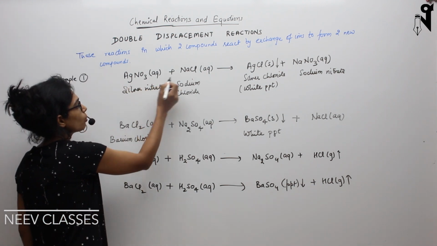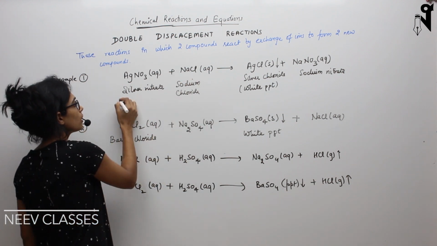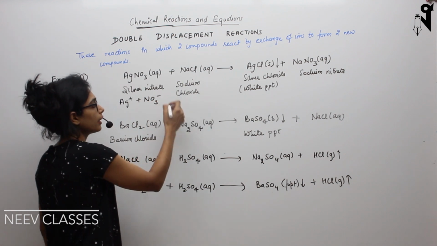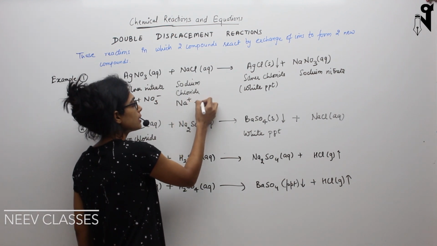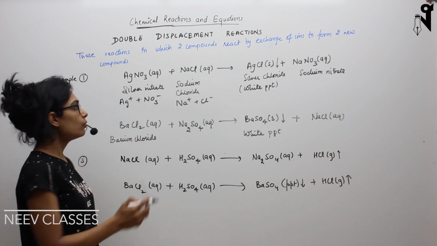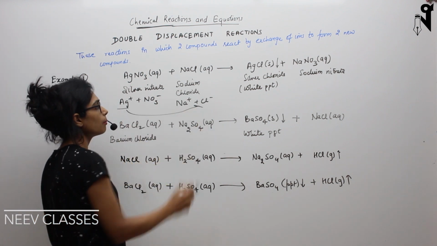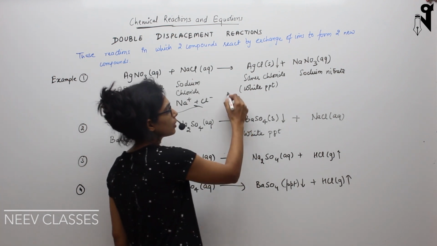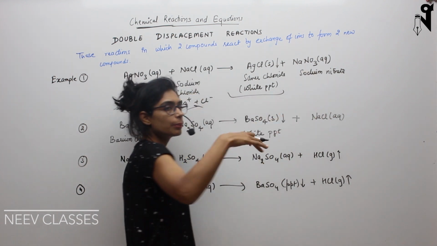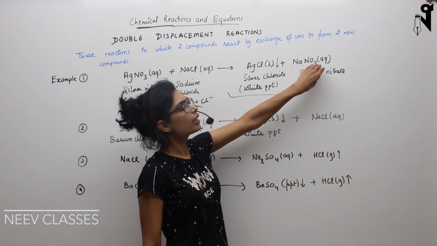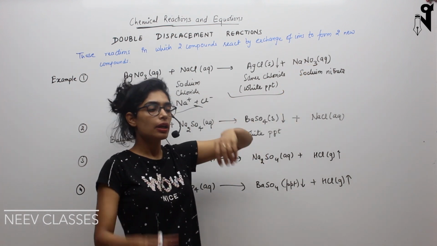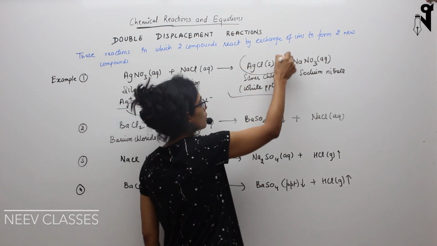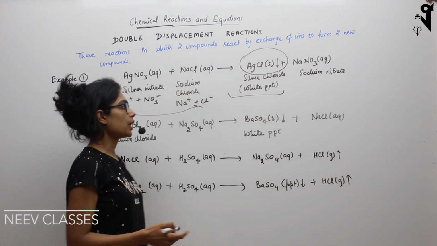First, I have taken AgNO3 and NaCl. Now, AgNO3 will split into Ag plus and NO3 minus, and NaCl will split into Na plus and Cl minus. Now, when Ag and Cl combine together, they will form a white color precipitate, and NaNO3 will be in the aqueous solution just like that. I have written NaNO3, we will write it like that, but they will be suspended like their ions in the aqueous solution. So one of the products is forming as a precipitate.